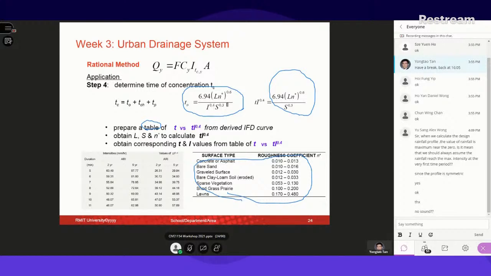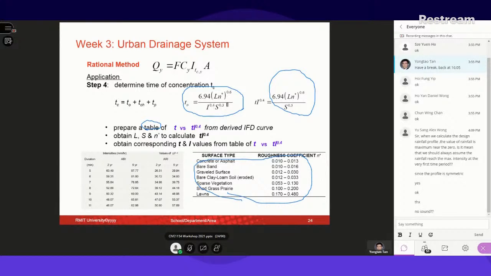This is an example of the table. For example, we get the intensity from the IDF curve, for 2 years and 5 years, for different durations. Now we can get the T times I to the 0.4 power. So this value is the time T times I to the 0.4 power. So we have this table.